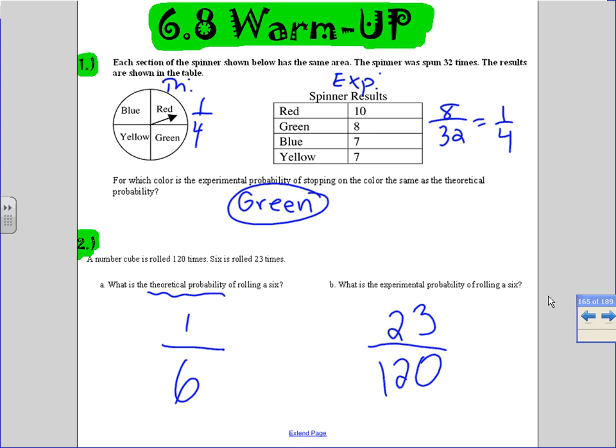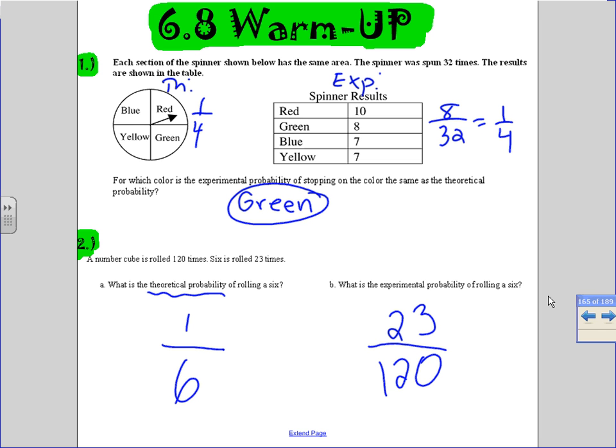But if it's off of the trials, it's experimental probability. The theoretical is just from that object, what should happen. The only time you use the experiment results is for experimental probability. Okay? Okay, any other questions or comments on that?